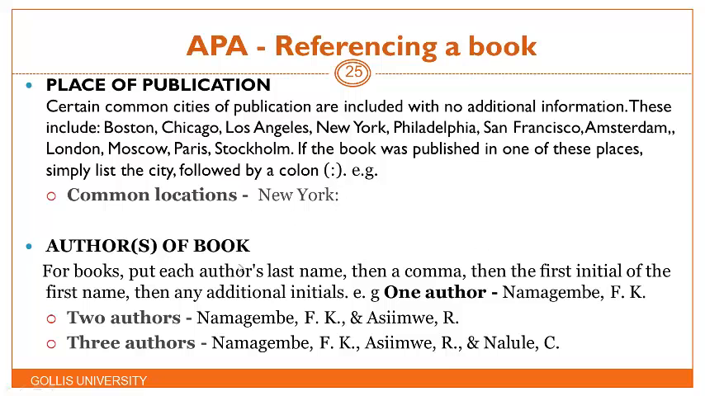The authors of the book, remember, like we said, that for the books, put each author's last name, then a comma, then the first initial of the first name, then any additional initial. For example, if it is one author, Namagembe FK. Namagembe is the last name, then FK, this is the first initial, and the second initial is K. Okay, if it is two authors, just like we have mentioned previously in citation, Namagembe FK and Asimwe R.